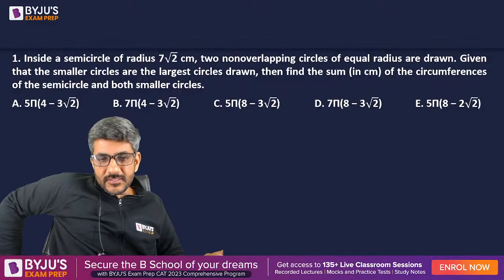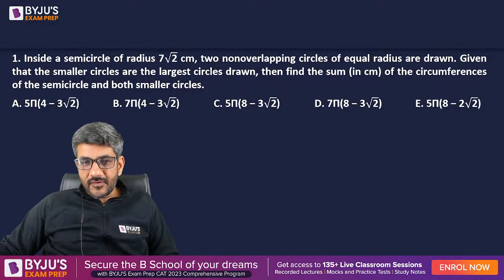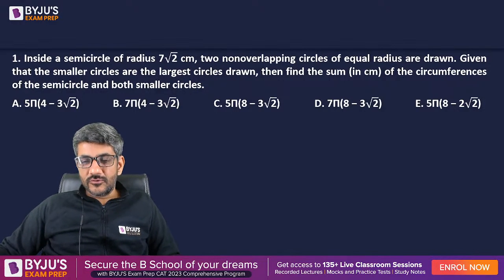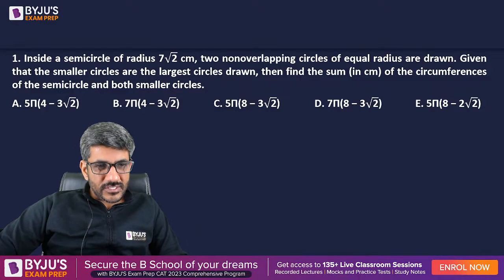Rahul is the first person to answer. He gives the answer as C, which is 5 pi into 8 minus 3 root 2. The symbol is for pi. It might not be looking like it, but it is pi. By the time you solve it, I can probably try to change this symbol.